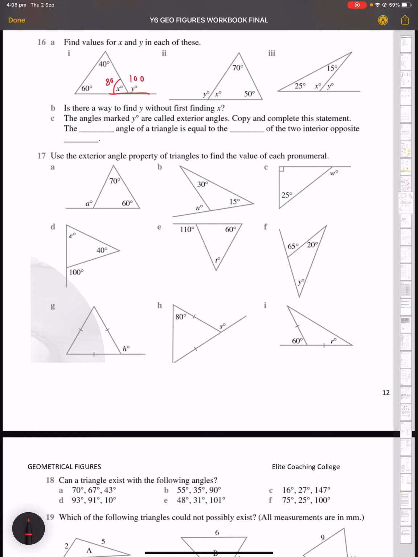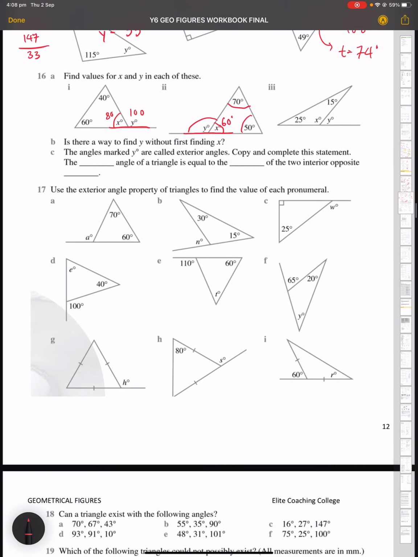Here you go. 70 plus 50 is equal to 120. 180 minus 120, this has to be 60. Okay, so if this is 60, here's a straight line. 60 plus y is equal to 180 because it's a straight line angle. So that means 180 minus 60, this will be 120. Last one, 15 plus 25 gives you 40, so this must be 140. And this has to be 40.